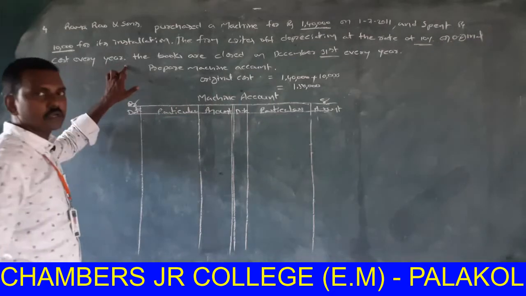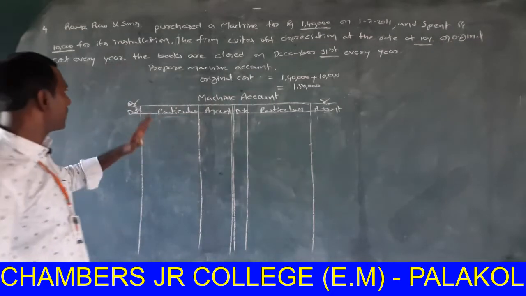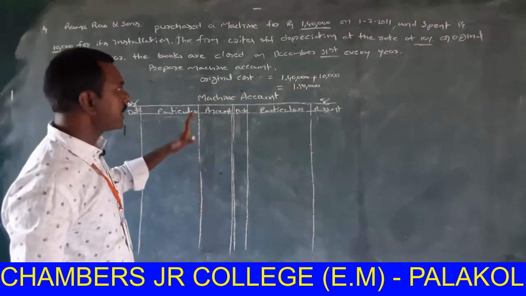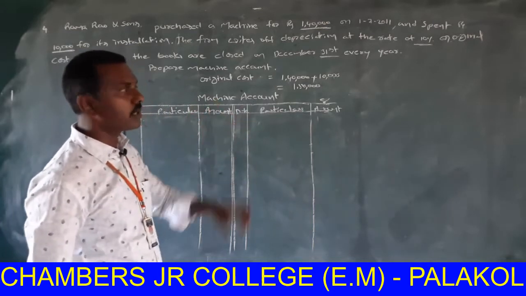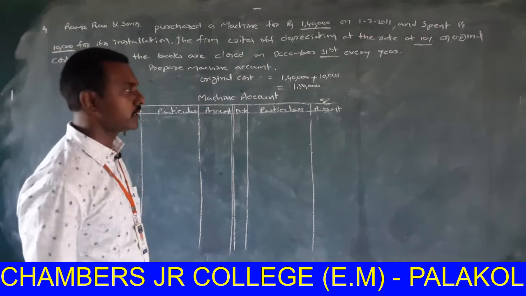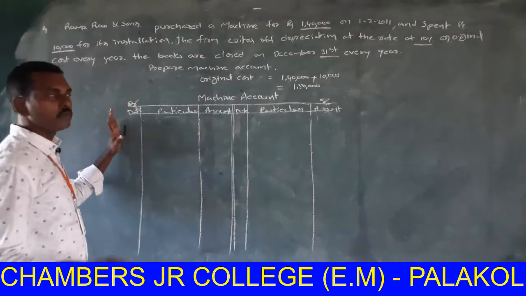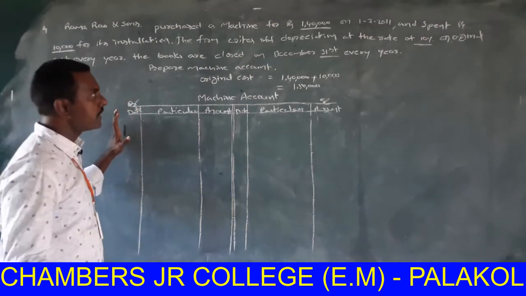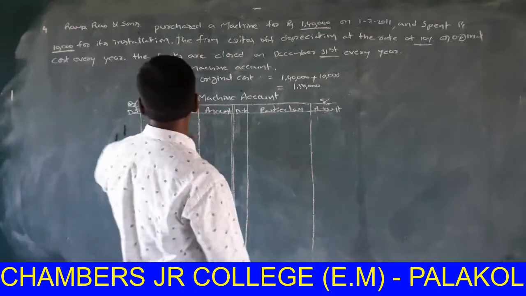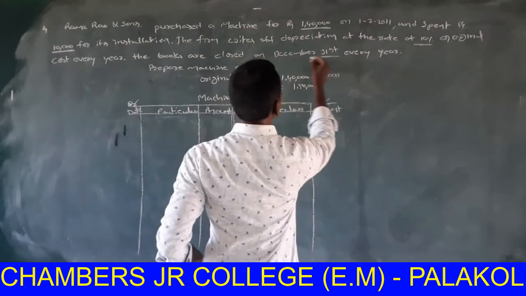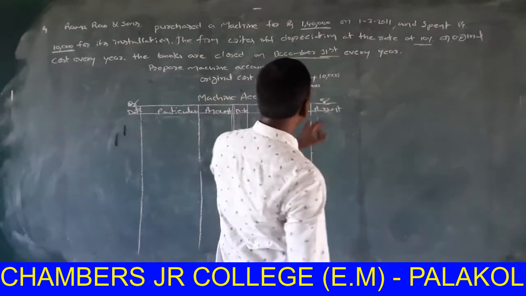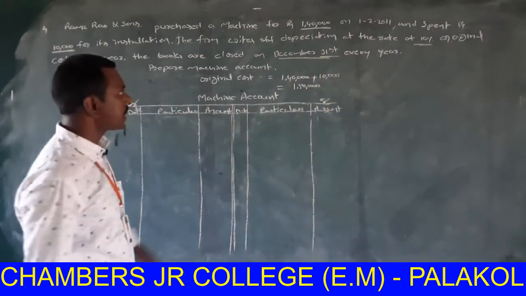every year, on original cost every year. Here the straight line method is also called the original cost method or fixed installment method. So here the books are closed on 31st December every year. Prepare machine account.